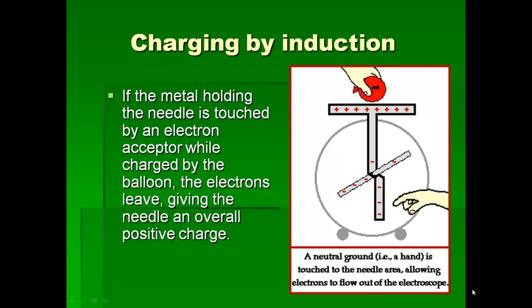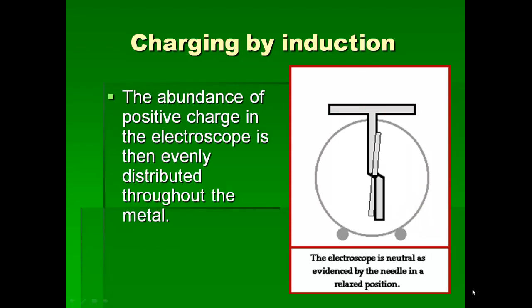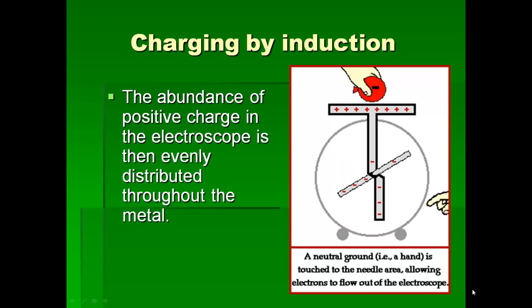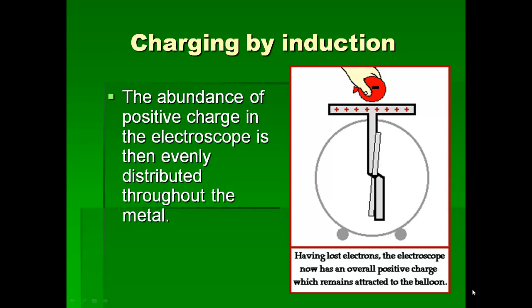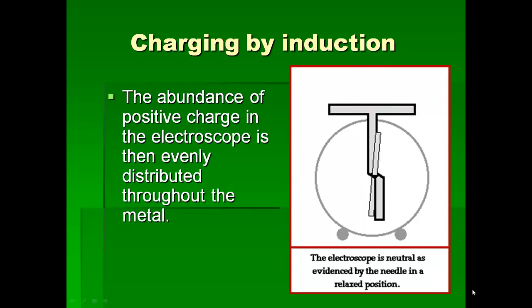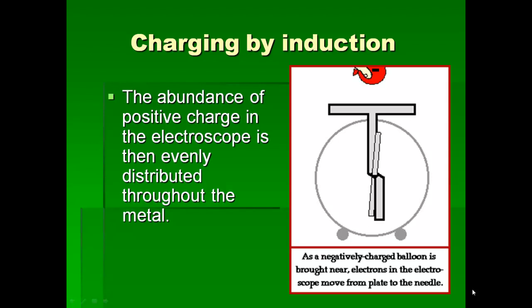The way for them to leave is through someone's finger after that person touches the electroscope. By touching the electroscope, the person allows electric charge to flow out of the electroscope, leaving it with an overall positive charge. Now let's think about why that happened. If electric charge in the form of electrons leaves the electroscope, there will be more positive charge than there was before. Obviously the atoms inside the electroscope will still have some electrons around them, but just not quite as many as they had before.